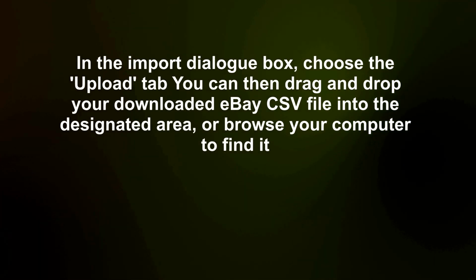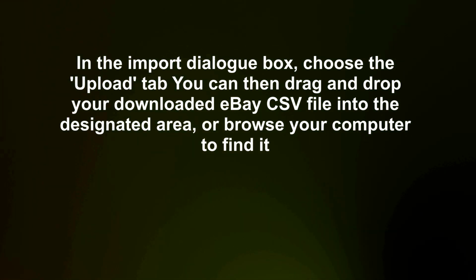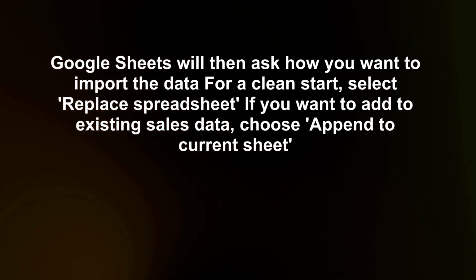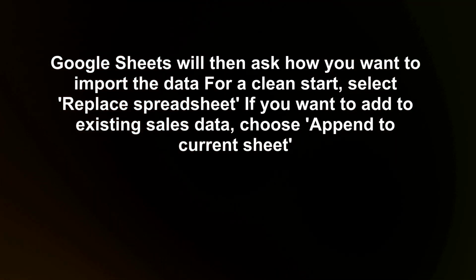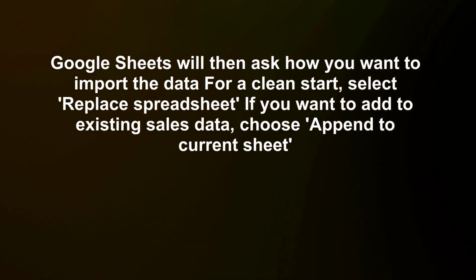You can then drag and drop your downloaded eBay CSV file into the designated area, or browse your computer to find it. Google Sheets will then ask how you want to import the data. For a clean start, select Replace Spreadsheet. If you want to add to existing sales data, choose Append to Current Sheet.